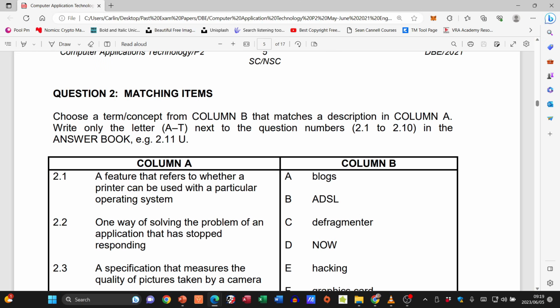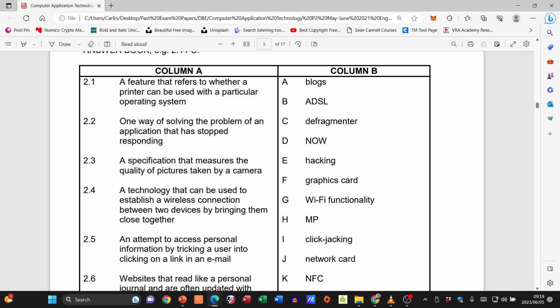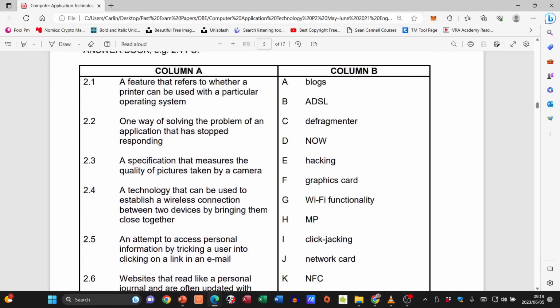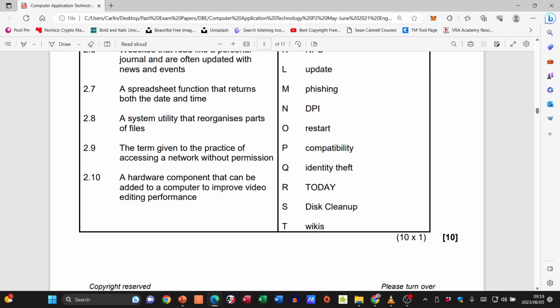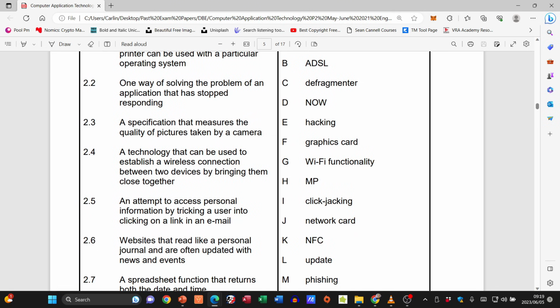Now let's look at question 2. Now, question 2, you can see here, this was matching the items, and we're looking at column A, where all your definitions are, and we've got 10 of them, but you can see that we have far more terms than we have definitions.